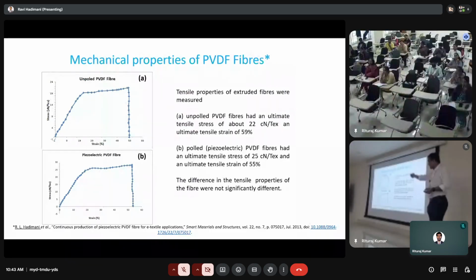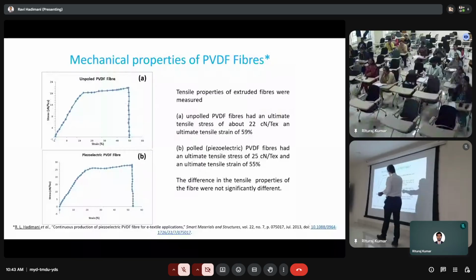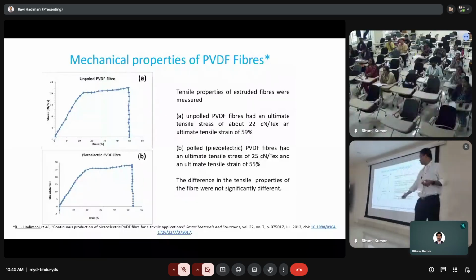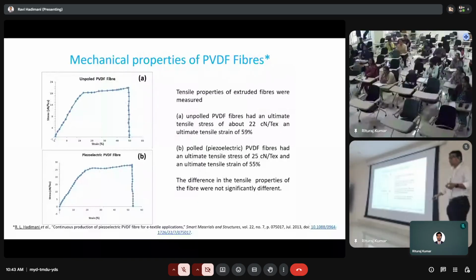So this is mechanical properties. In mechanical properties, we don't see that much variation, but the poled fibers are slightly better. If you see here, this saturation is at 20, and this saturation is at 26, right? So the stress at which the yield occurs is higher in poled fibers. That was interesting. I mean, we can't complain if we have a higher yield point.